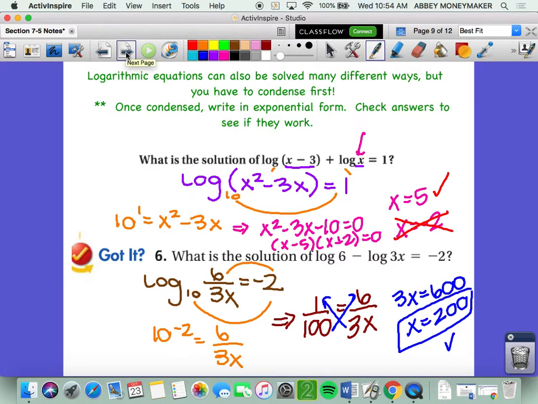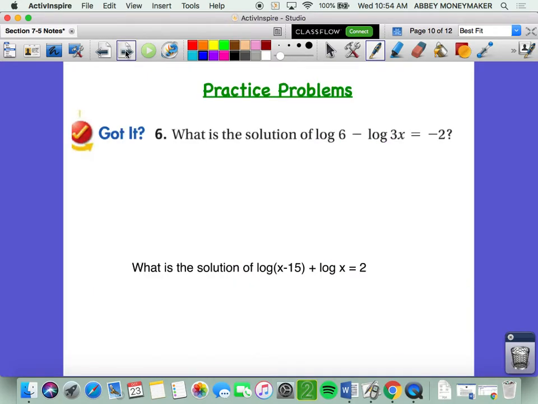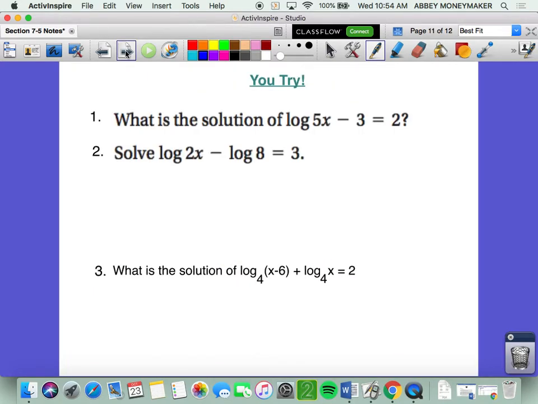Questions over solving with condensing? What does silence mean to me? That you understand. Do we understand? All right. Do y'all want to keep trying this? You got it? If you want to try these, you can go ahead and take a picture.